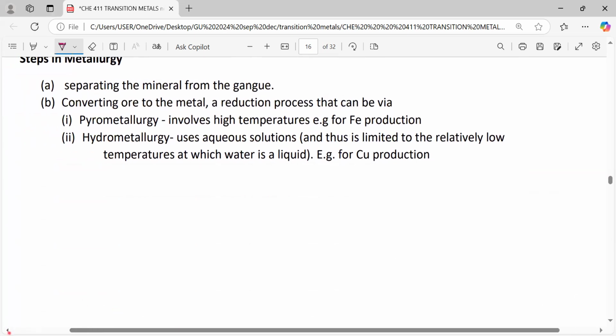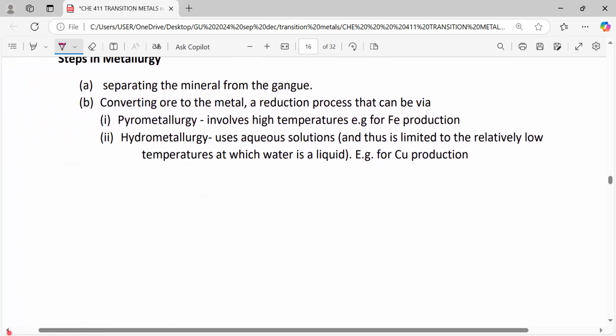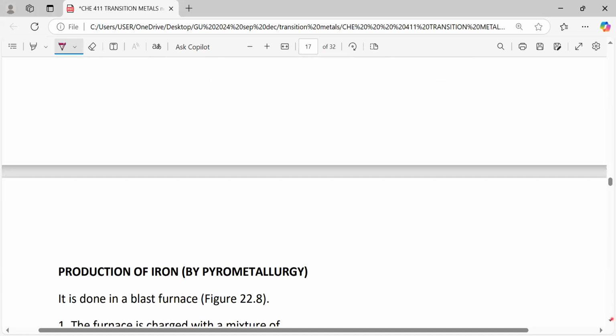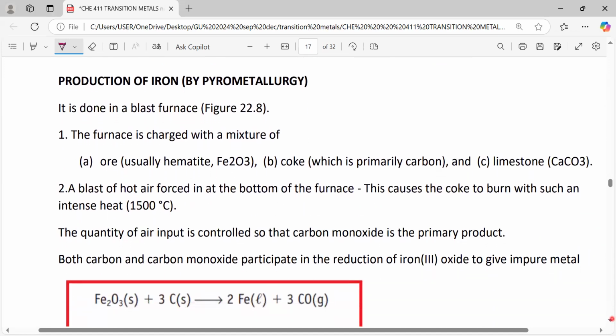Now, steps of metallurgy. The first step is to remove the gangue, which is just mud or sand, okay? And the second process is what? Convert your ore to metal via reduction, either by use of heat or water. So you can use high temperature, or you can use aqueous solution or wet chemistry to do preparation of your metals. So let us see preparation or production of iron, which is usually produced by pyrometallurgy or heat.